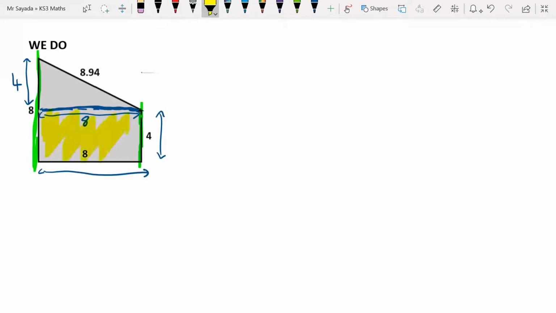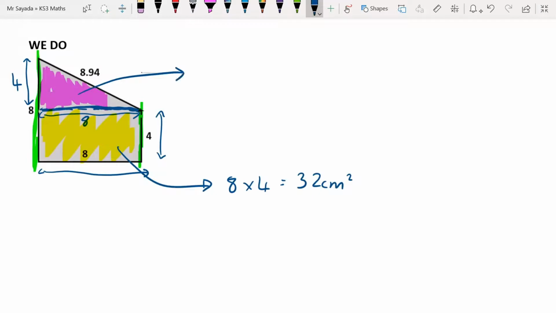So what's the area of the rectangle? Say your answer to the video now. The area of the rectangle is 8 times 4, which is 32 centimeters squared. What is the area of the triangle? Say your answer to the video now. So you should have done base times height over 2, 8 times 4 over 2, 32 over 2, which is 16 centimeters squared. So now we have the area of the rectangle and we have the area of the triangle.